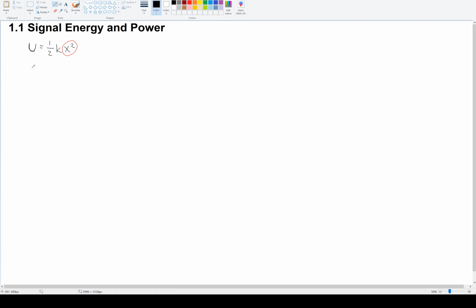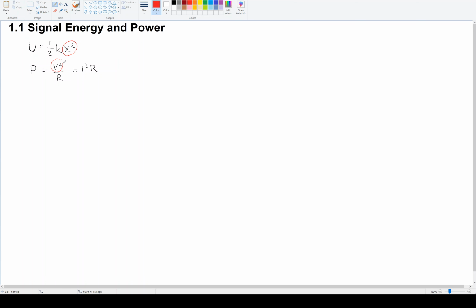In circuits, related to energy is power. You may have seen something like the power absorbed by a resistor is V squared over R, or I squared R. I'll even write that here, I squared R. And in circuits, it's the voltage that changes with respect to time if it's an AC circuit, and R is just a constant. Similarly, the current changes with respect to time. That's our signal. R is just a constant.